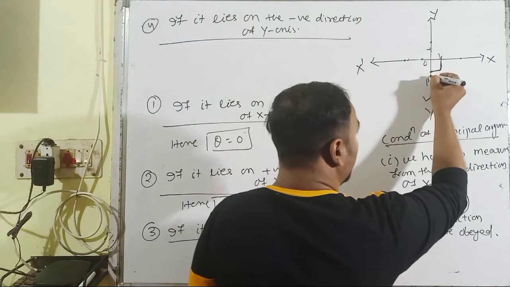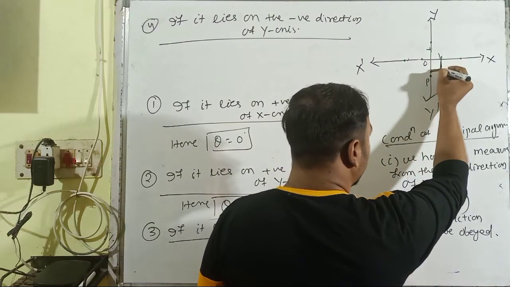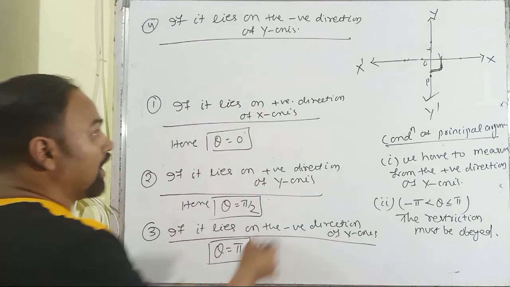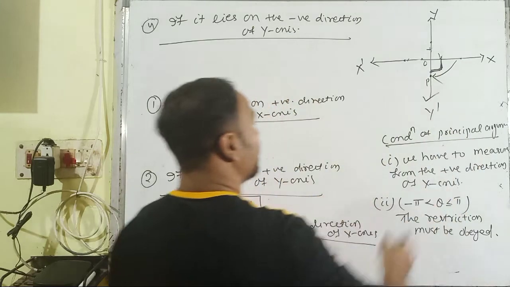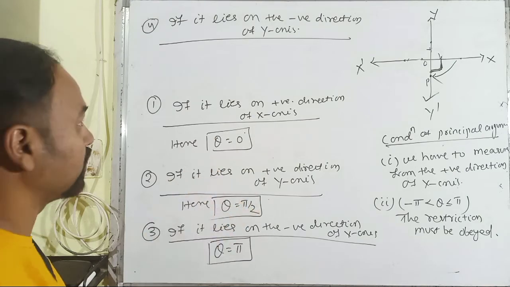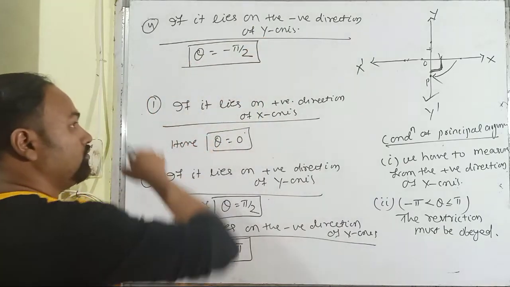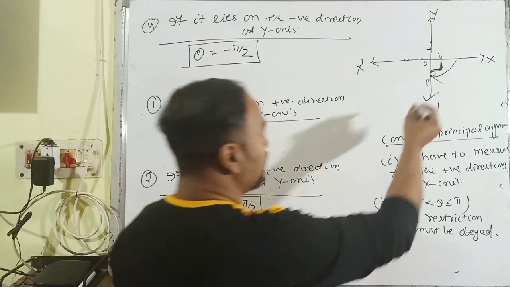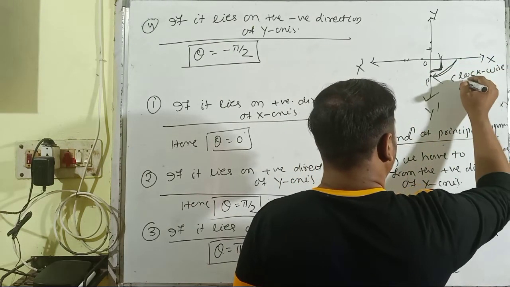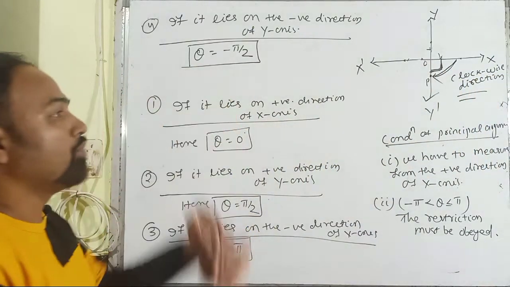Similarly, as the point P lies on the negative direction of the y-axis, the measurement gives us the result as pi by 2, but as the angle is measured in the clockwise direction, the angle is negative and theta is equal to minus pi by 2.